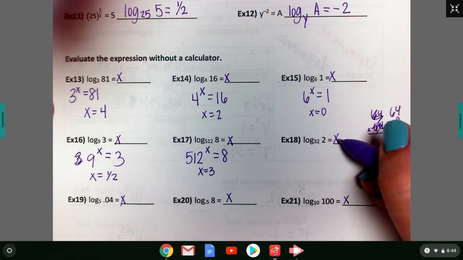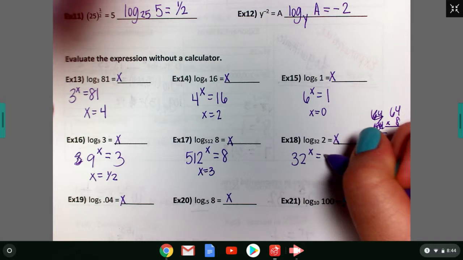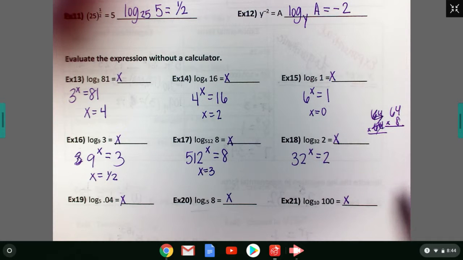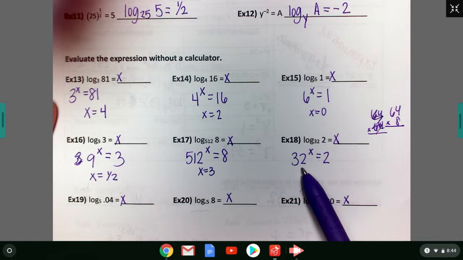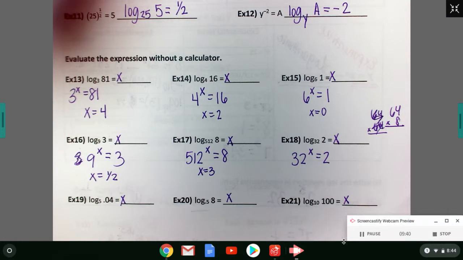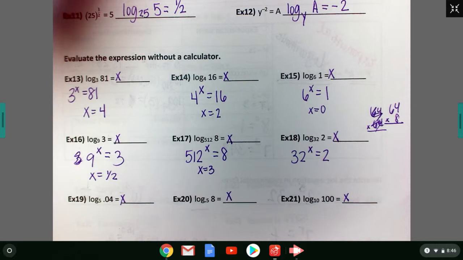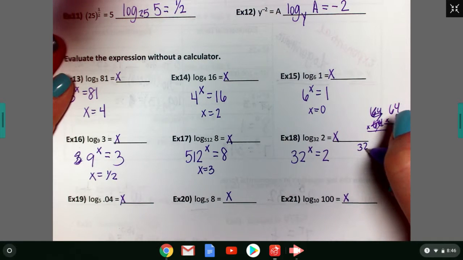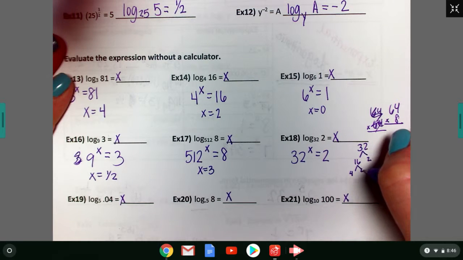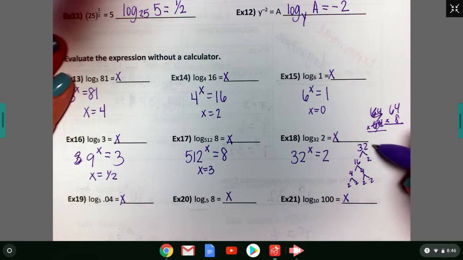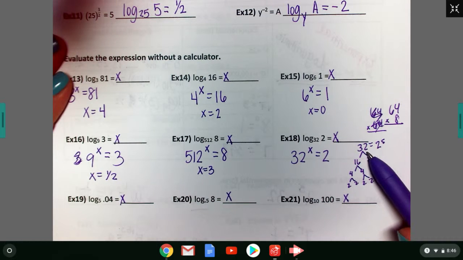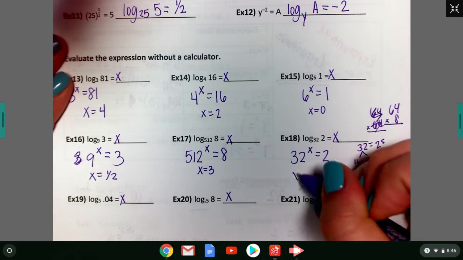Next one. We've got 32 to the x equals 2. So how many times does 32 have to be taken to get a 2? This is going to have to be a fraction again. So let's see if we can figure out 2 times itself, how many times is 32? We would have needed 5 2's. You can think about a factor tree of these if you're trying to figure them out. So 32 equals 2 to the 5th. So if 2 to the 5th equals 32, then 32 to the 1/5 has to equal 2. So x equals 1/5.